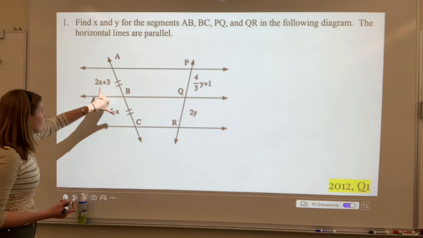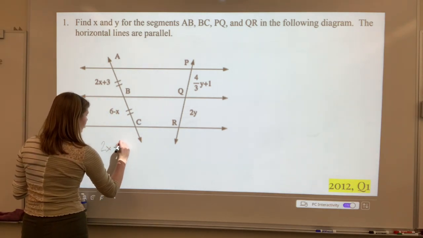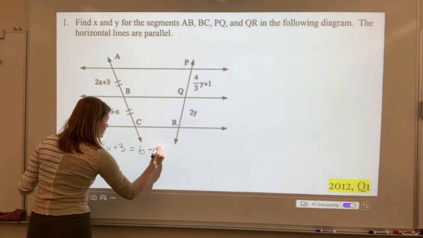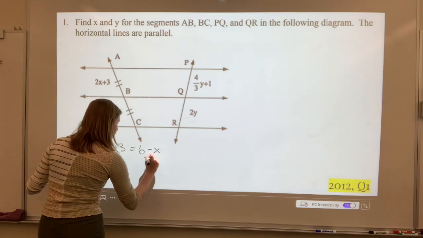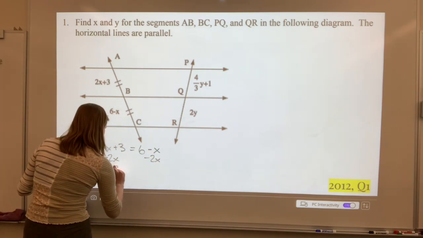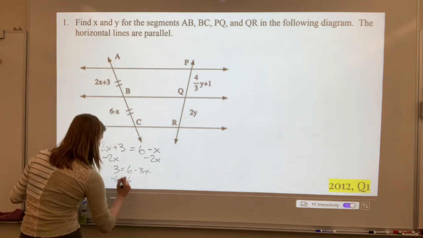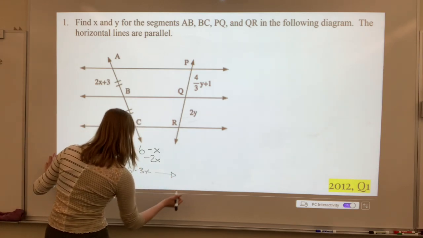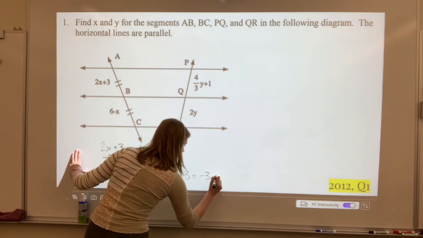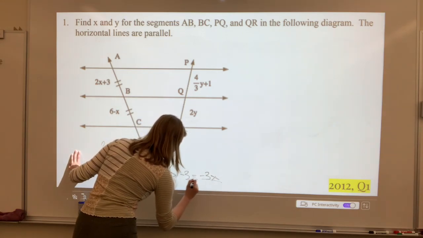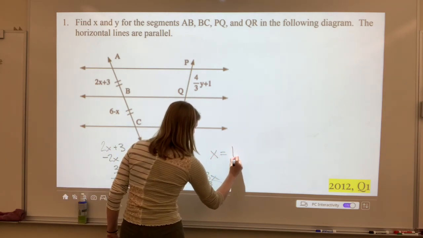So if we set these two equal to each other, it's going to be 2x plus 3 equals 6 minus x. Alright, so I'm going to subtract 2x on both sides. 3 equals 6 minus 3x. Subtract 6 on both sides. I'll bring this over here. Negative 3 is equal to negative 3 times x. So we just divide both sides by negative 3. And we get that x is equal to 1.